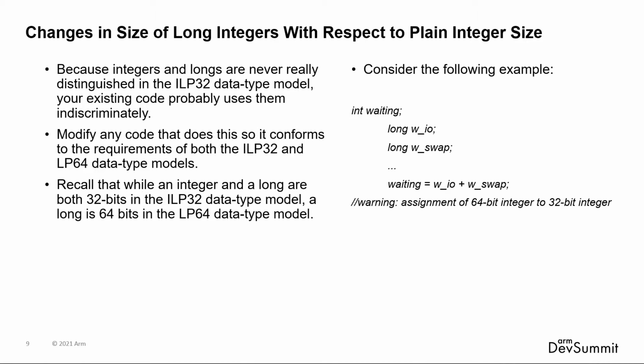Consider the example shown. We have an integer waiting, and then long w_io and long w_swap. And then we have the line that says waiting is equal to w_io plus w_swap. Now, the issue you have here is that when this is compiled with a 64-bit compiler, you get a warning saying that a 64-bit value, which is calculated when the two longs are added together, is truncated when assigned into the integer value waiting.